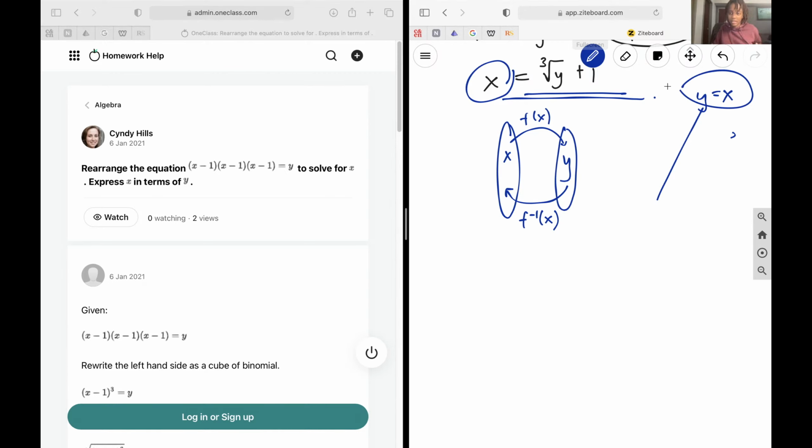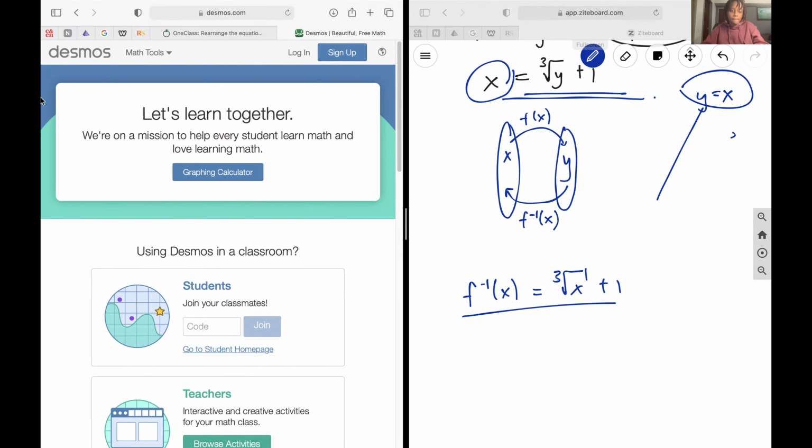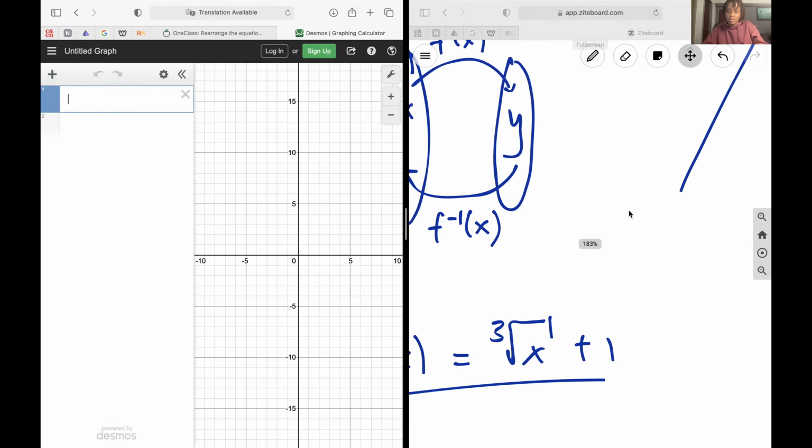So when I go about finding it, I can just switch the names of the two variables, or I can leave it like this, and then now at the end say that f minus 1 of x is equal to the cube root of x, what I'm putting in, the time I woke up, so y plus 1. And so let's just see what's happening graphically here in this case.